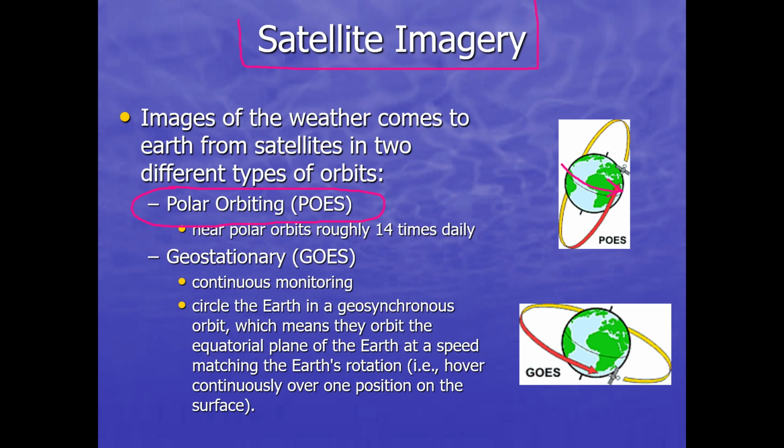Now that's unique because that allows for full coverage. In other words, that satellite will fly over Chicago, that satellite will fly over London, that satellite will fly over Sydney, Australia, but it's never over the same place all the time. And so it's very useful for what we call full disk coverage, to be able to see everywhere across the globe. But it doesn't allow us to actually focus on one particular place and watch cloud patterns evolve.